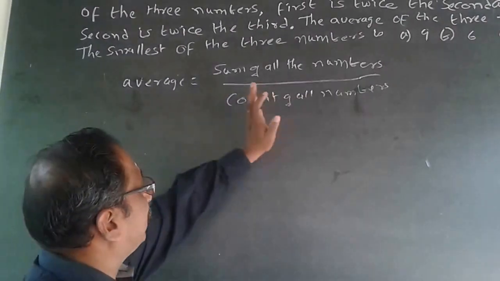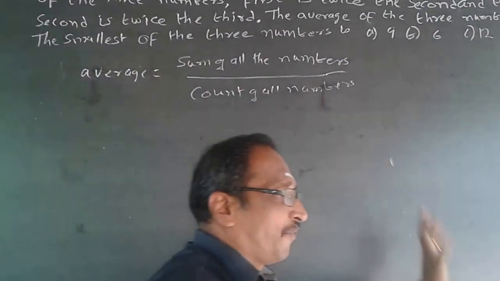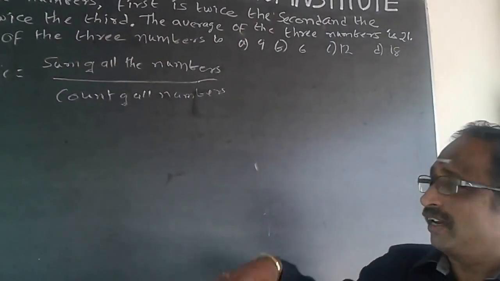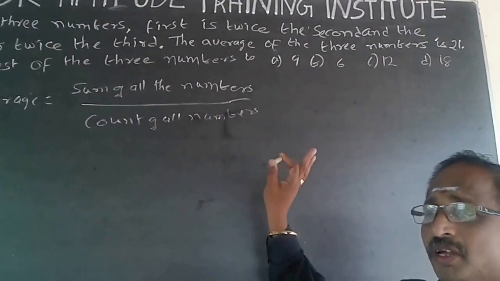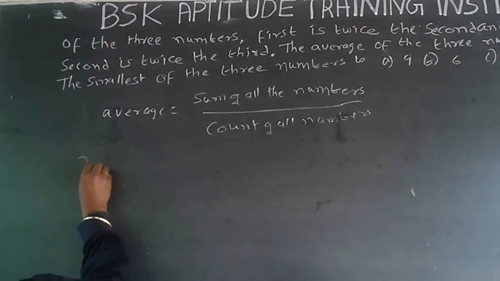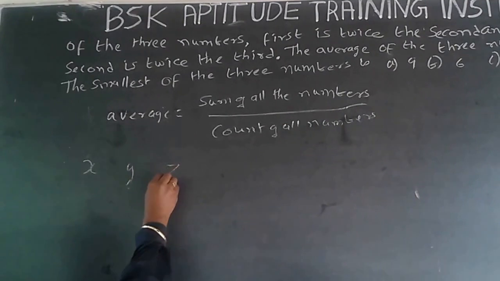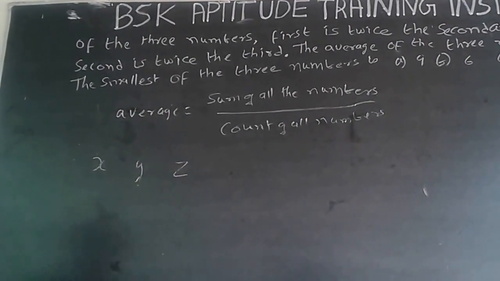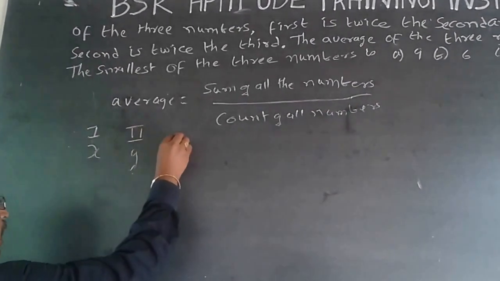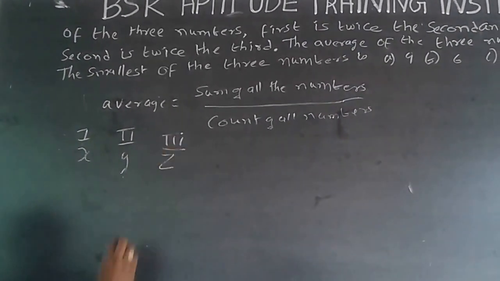So here what it says is, there are three numbers. First is twice the second, second is twice the third, and the average is 21. So I will treat the three numbers as x, y and z. This is the first number, y is the second number, and z is the third number.